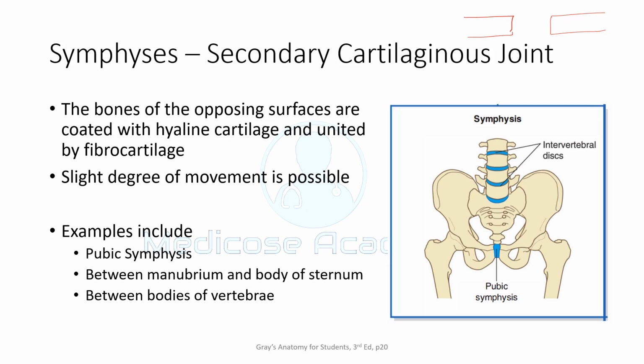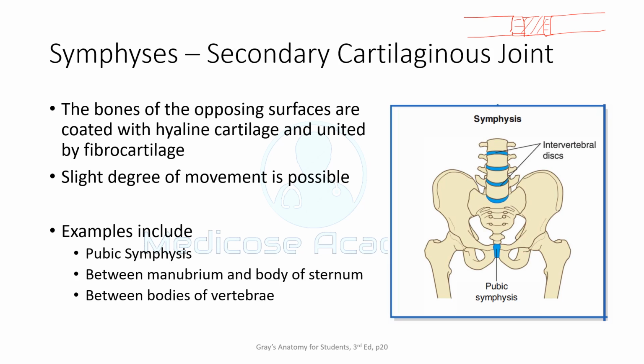The surfaces of the bones have hyaline cartilage, like this. But these two hyaline cartilages are not joined directly with one another. The two hyaline cartilages are joined together by fibrocartilage. So here you can see that two types of cartilage join the bones.